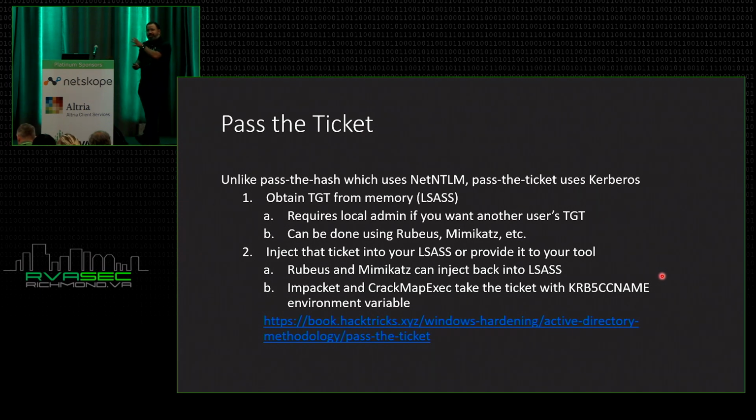The user has already authenticated, and they've been given a ticket. When you came into the conference, you were given a badge. If I stole this badge and I walked over elsewhere, gained access, that is passing the badge. Okay? And you can do this with quite a few different tools. Rubeus is a great tool for this. That's also starting to get detected, though.